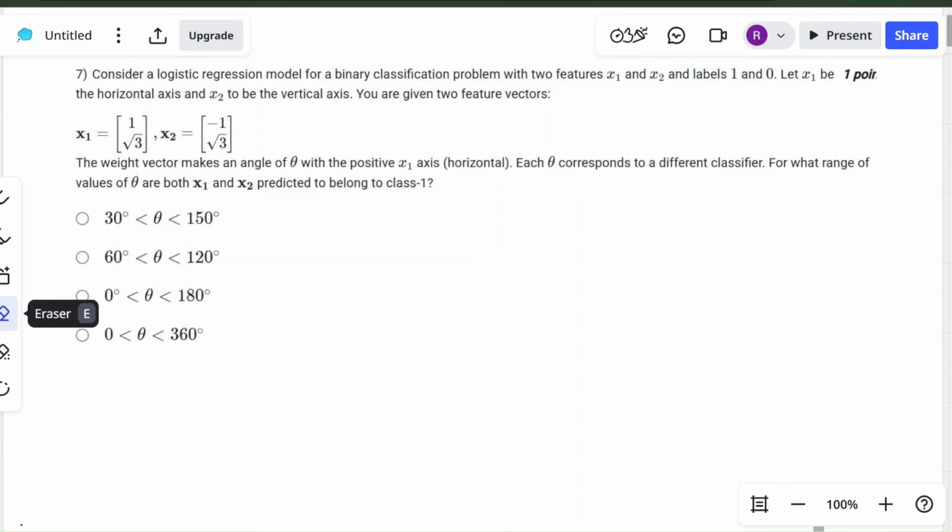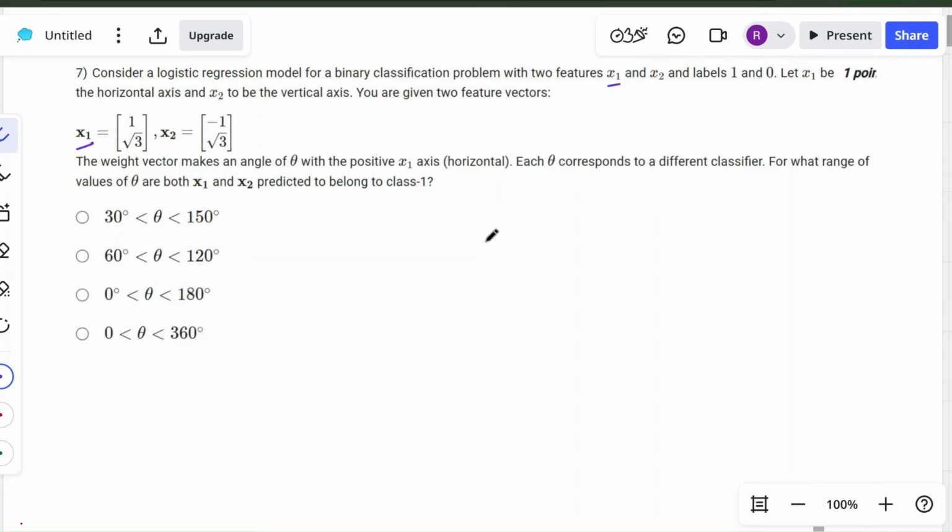Alright, so here we have a question which says consider a logistic regression model for a binary classification problem with 2 features and labels 1 and 0, and then 2 data points are given. Remember this x1 is not the same as this x1; these are just the features, these are the data points. And it talks about the weight vector and its angle, and what are the possible angles for the weight vector so that both of them are predicted to the same class, which is class 1.